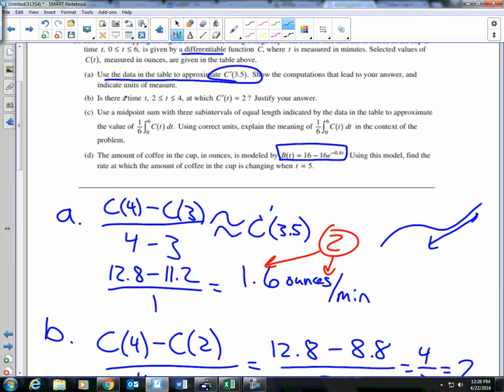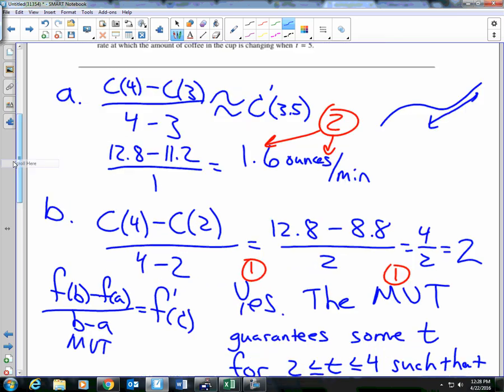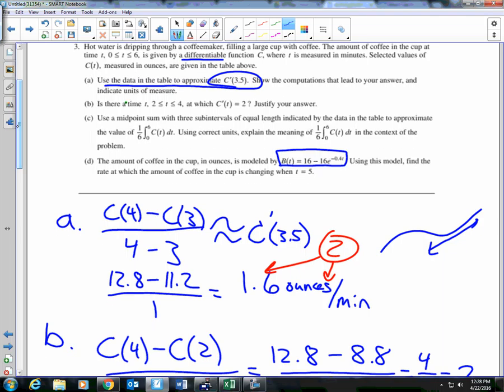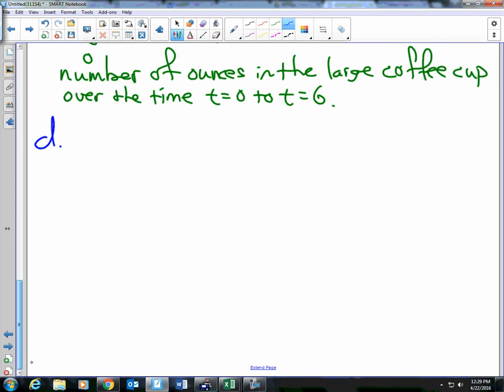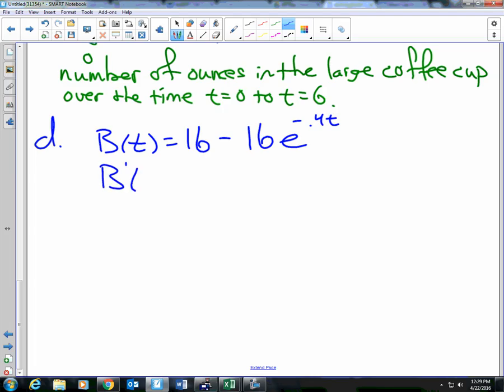Using this model, find the rate at which the amount of coffee in the cup is changing when t is equal to 5. What does rate at which the amount of coffee in the cup is changing mean? What does that mean? The derivative, yeah. So can you take the derivative of this? It looks difficult, but it's not bad. B of t is 16 minus 16e to the negative 0.4t. I need to find b prime of t.